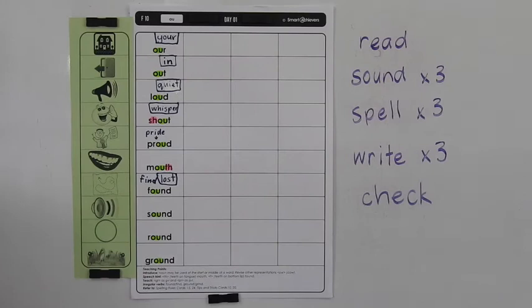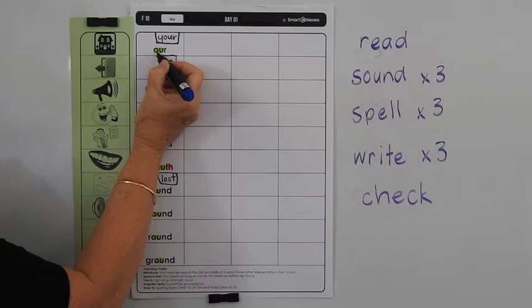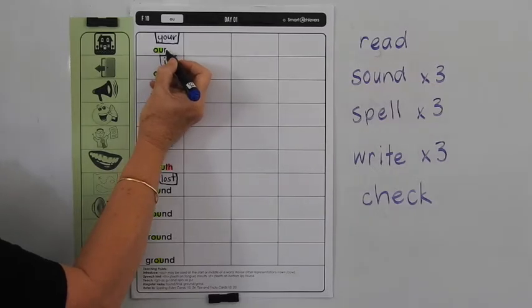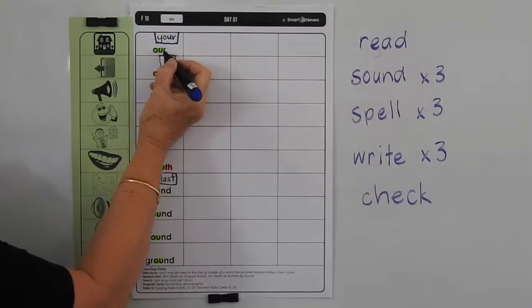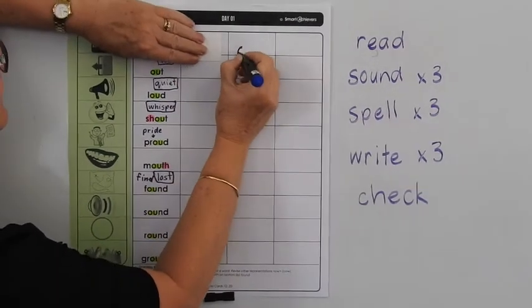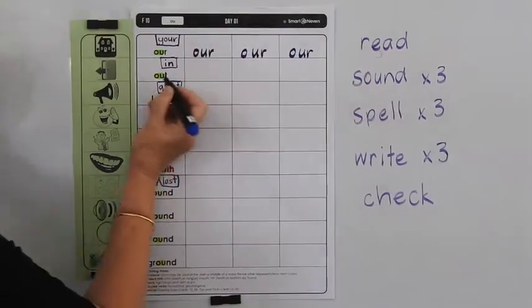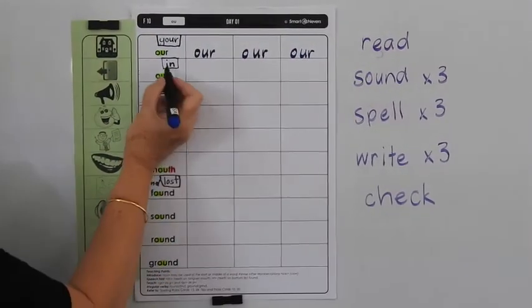Now let's read these words, sound them, spell them and write them, and then don't forget to check them at the end. So we're going ow, er, O-U-R, O-U-R, O-U-R. And then we write it three times. And then we check it. Let's just do another one and then you can do the rest on your own.